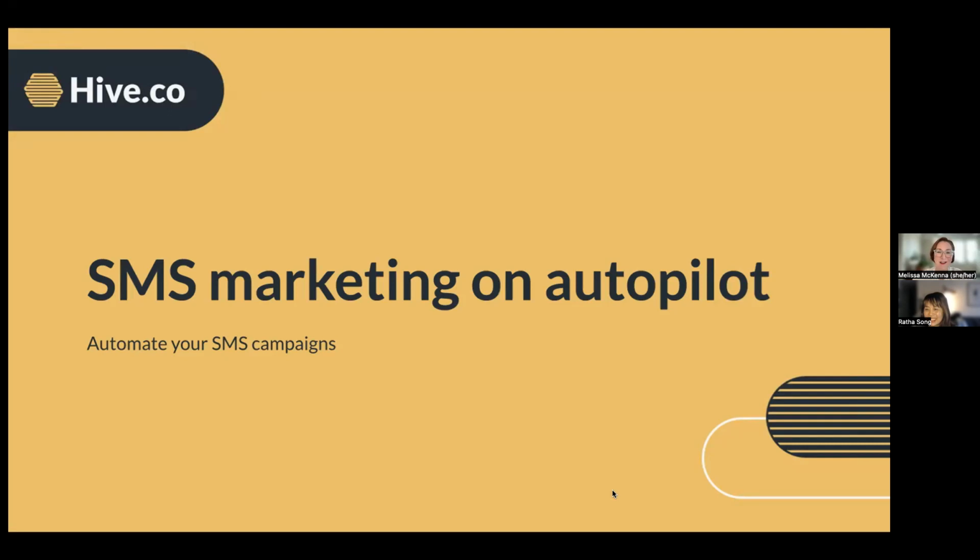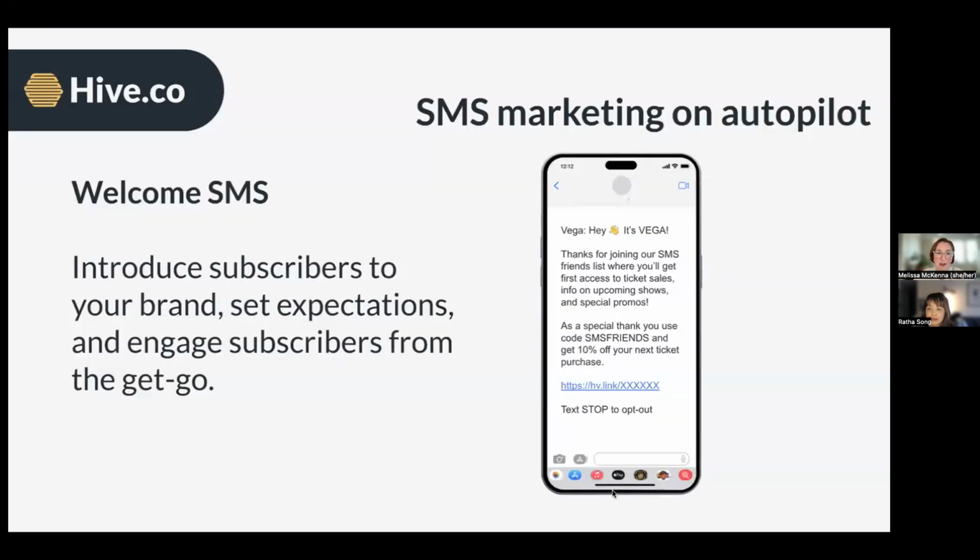Thanks, Rafa. So as Rafa mentioned a little bit earlier, one of the first automations that we recommend setting up is a welcome SMS. So this would be an SMS campaign that goes out automatically to anybody who newly signs up and subscribes to your SMS subscriber list and becomes a new SMS contact. So this is a great way to introduce those new subscribers to your brand. It's an opportunity to set expectations as to how often they may expect to hear from you, what type of content they may be receiving from you, and then basically just engage your subscribers from the get-go.